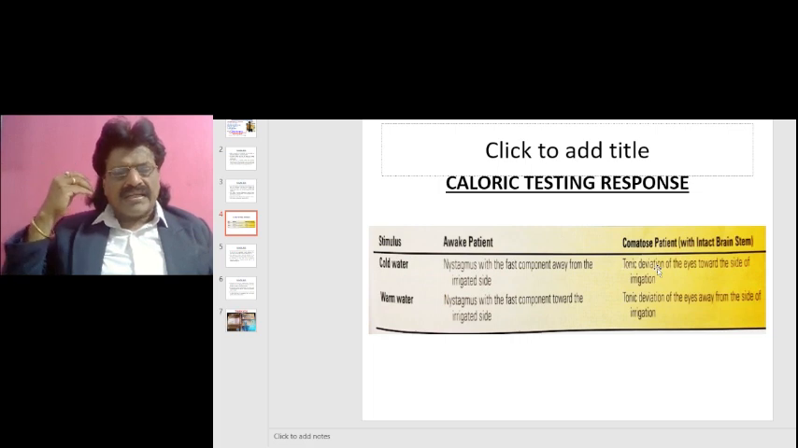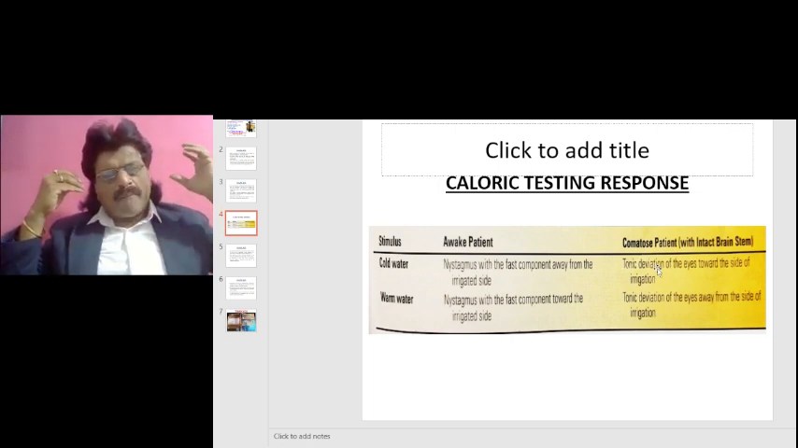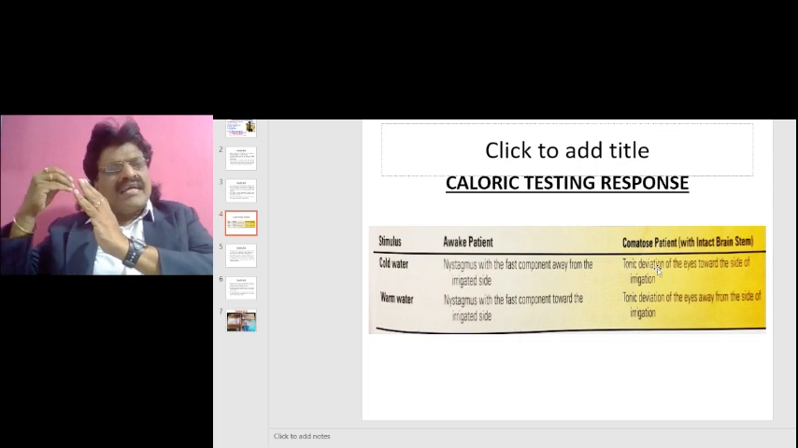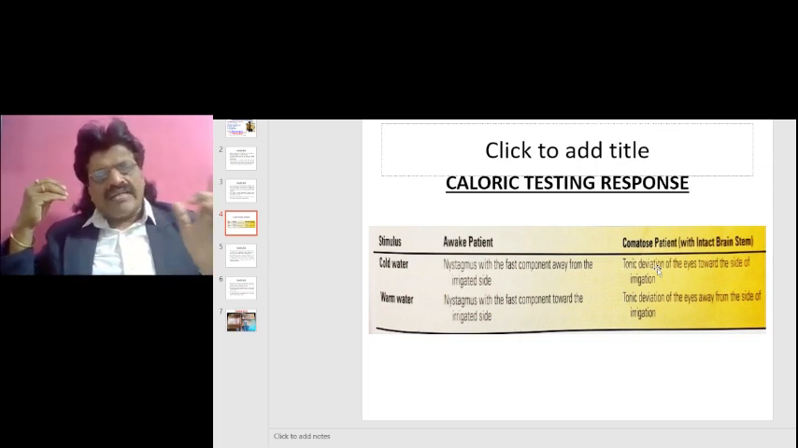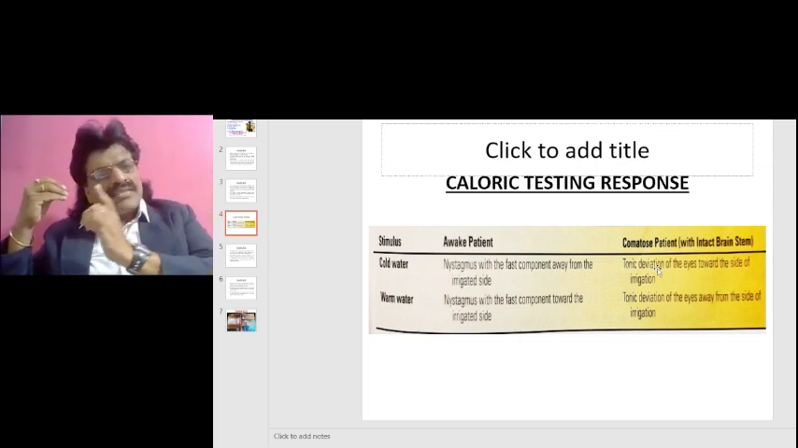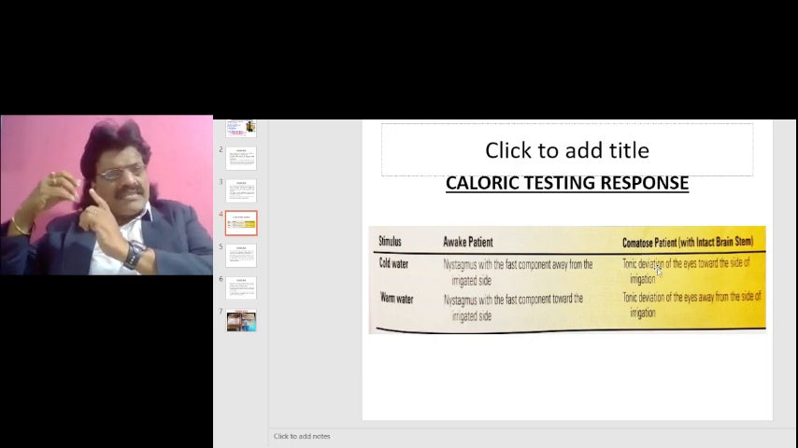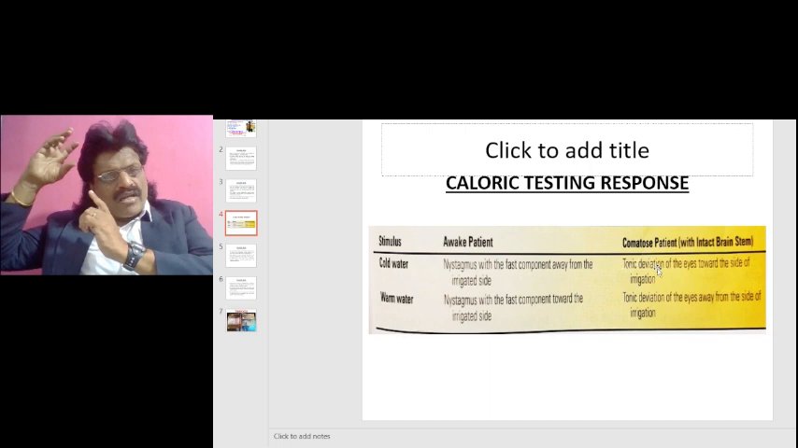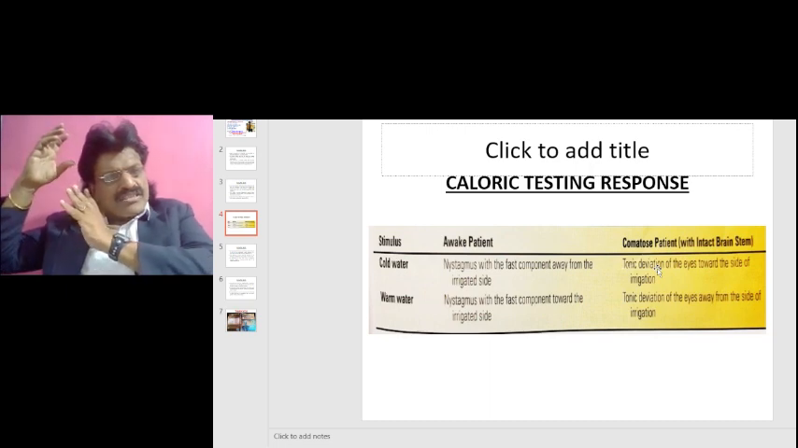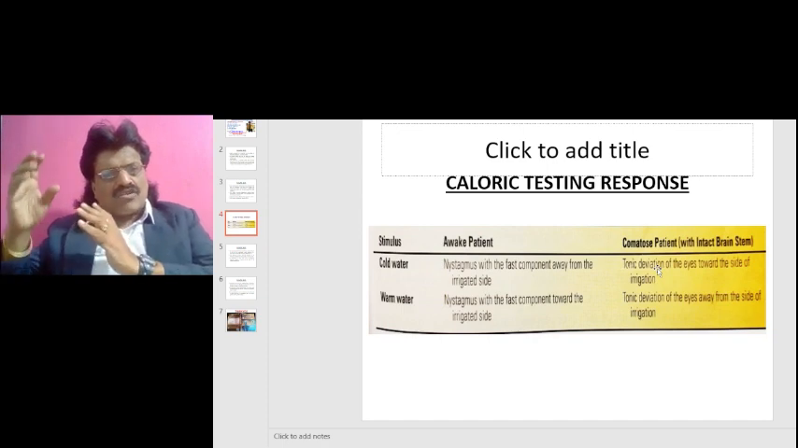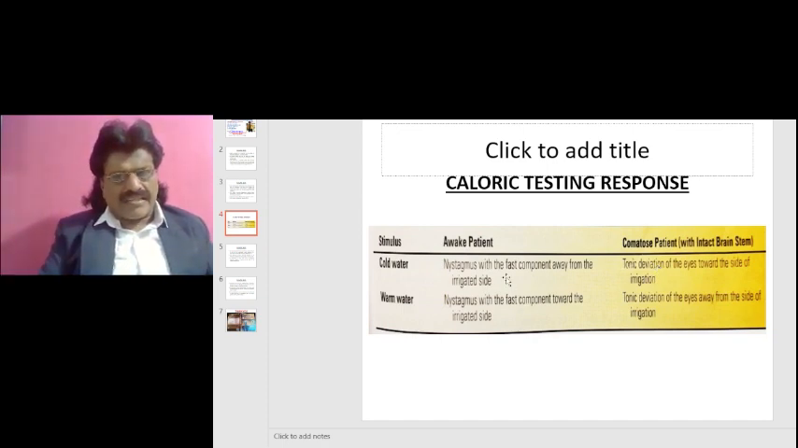You're inhibiting the labyrinth, or making it non-functional. So the opposite side labyrinth will push the eyes towards the side of the inhibited labyrinth. So there is a tonic deviation of the eyes towards the side of irrigation when you put cold water. As a compensatory phase, now the cortex, frontal eye fields area number 8, will push the eyes towards the opposite side. There is a nystagmus with fast component away from the irrigated side.